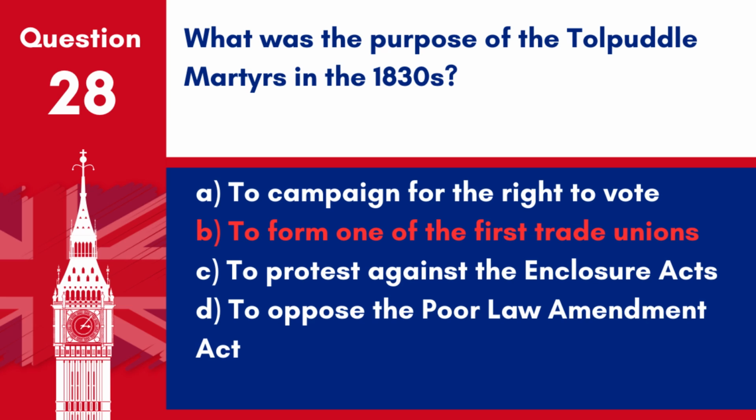Answer B. To form one of the first trade unions. The Tolpuddle martyrs were agricultural workers who formed one of the first trade unions, leading to their arrest and transportation.